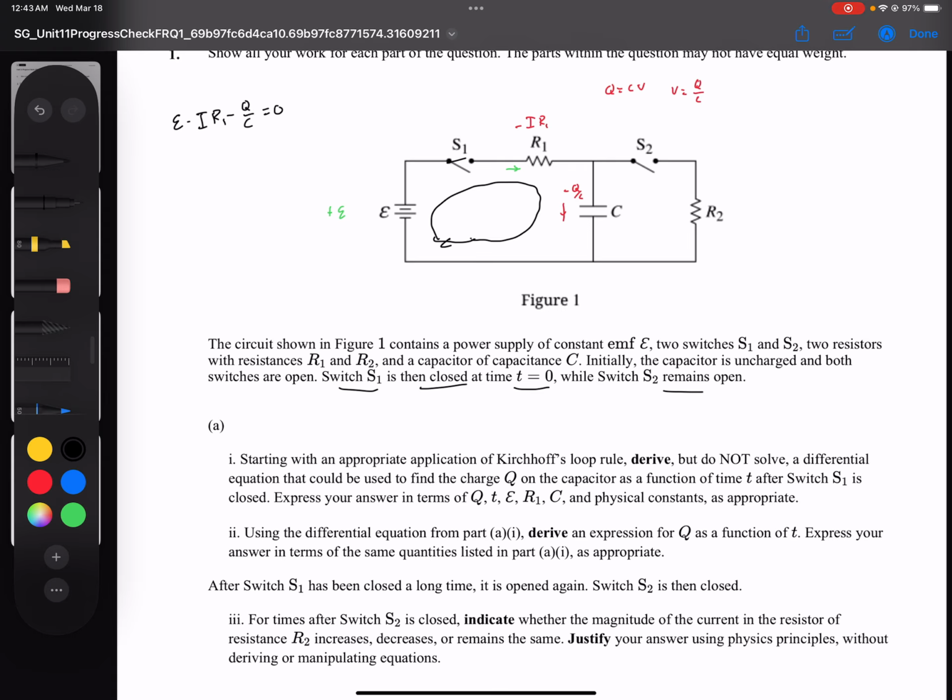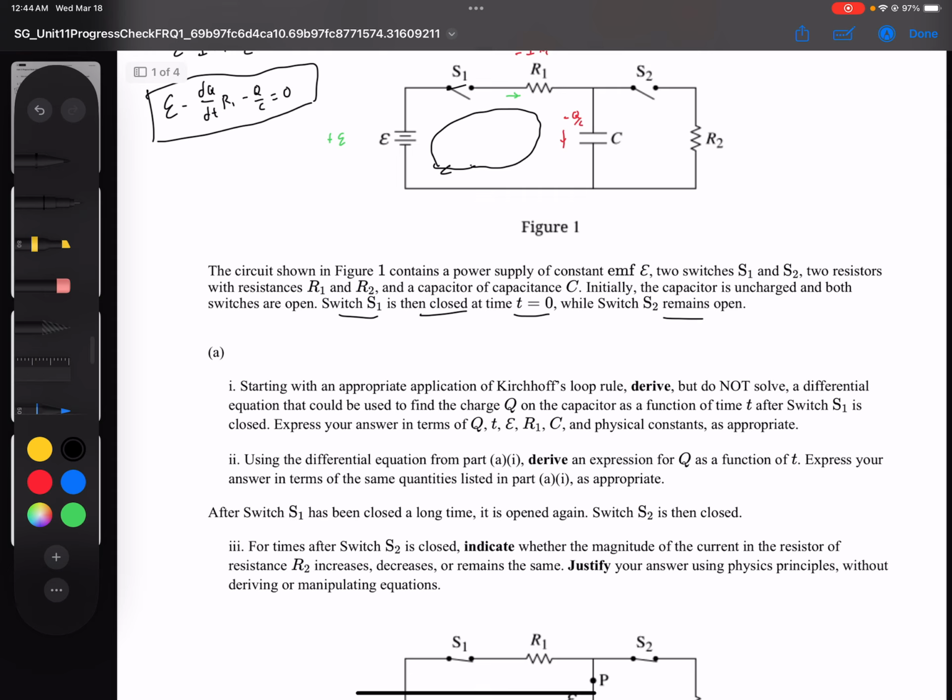To set up our differential equation, we're going to do it in terms of dq over dt, because we're going to try to find the charge Q on the capacitor. In the lesson that we had in class, we did it in terms of dv over dt, but you're going to see it's the same difference. So now I'm going to write I as dq over dt, because that's the definition of current. Then I have epsilon minus dq over dt times R1 minus Q over C equals 0. And that's your answer for part 1 of part A.